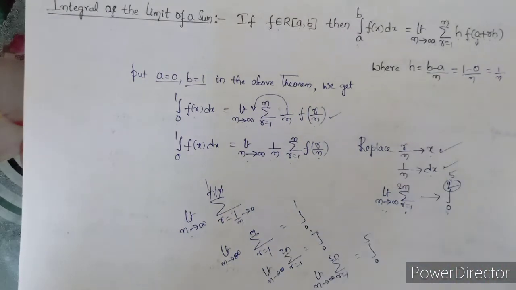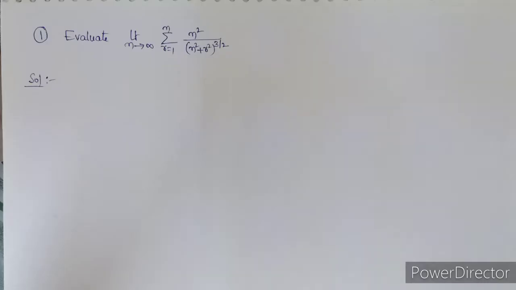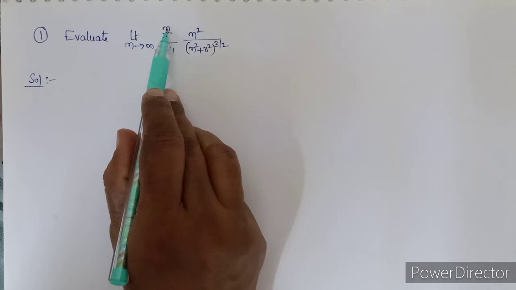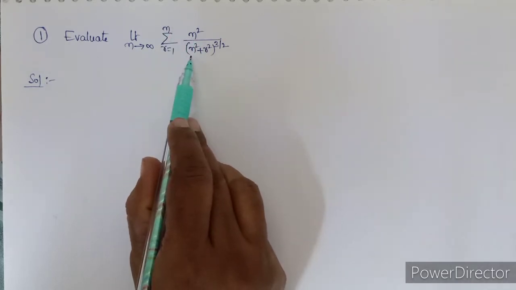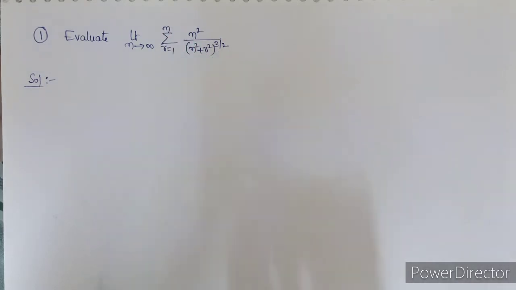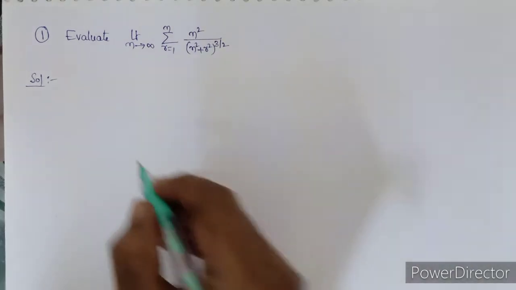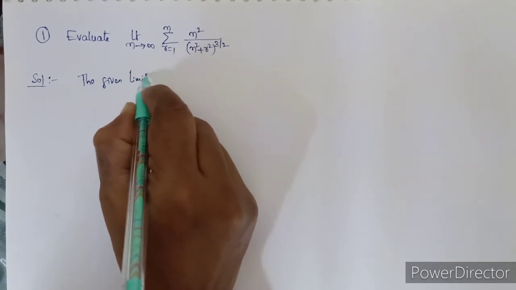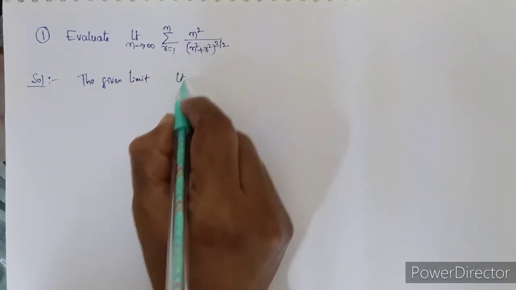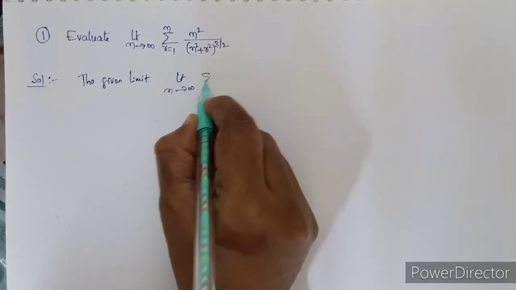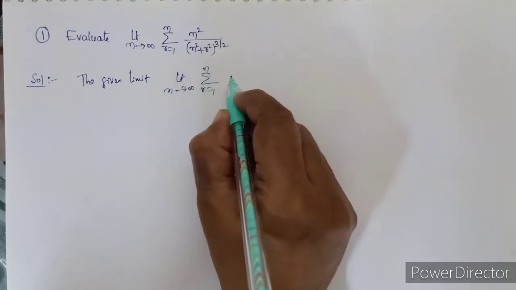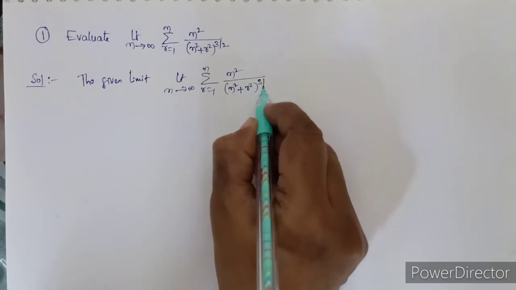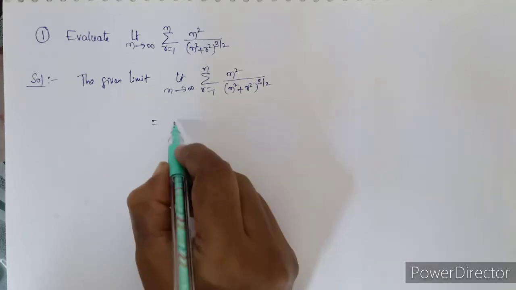Now we will work out some problems, then you can understand. First problem is, evaluate limit n tends to infinity sigma r equals 1 to n of n square by (n square plus r square) whole power 3 by 2. The given limit is limit n tends to infinity sigma r equals 1 to n of n square by (n square plus r square) whole power 3 by 2. This is the given limit.